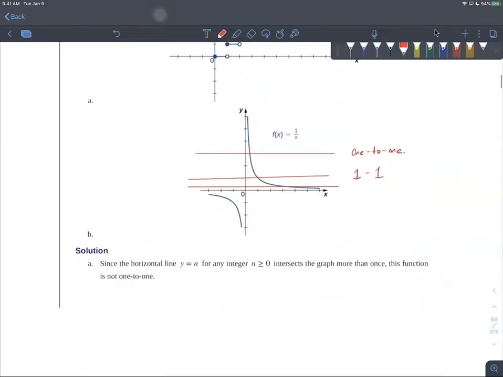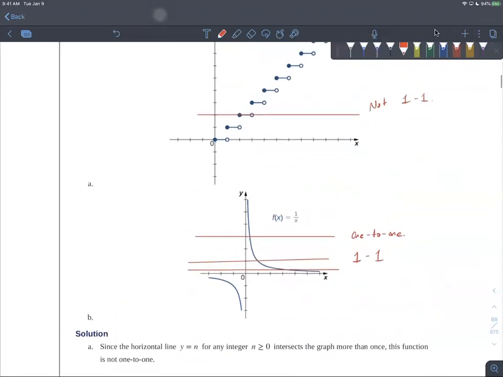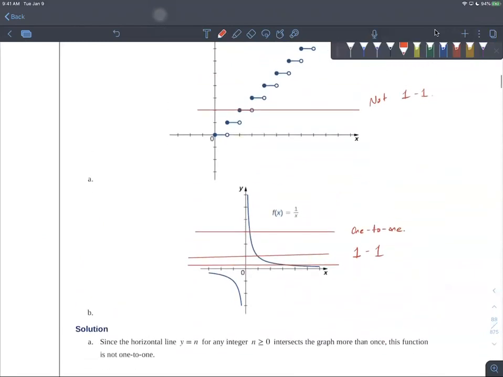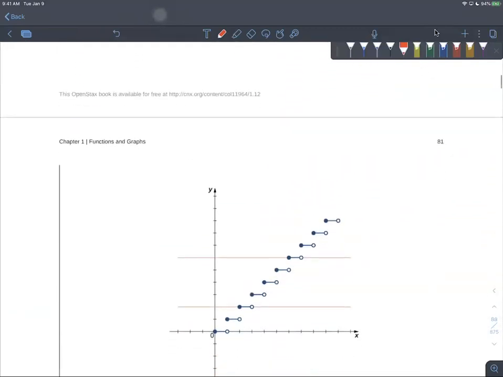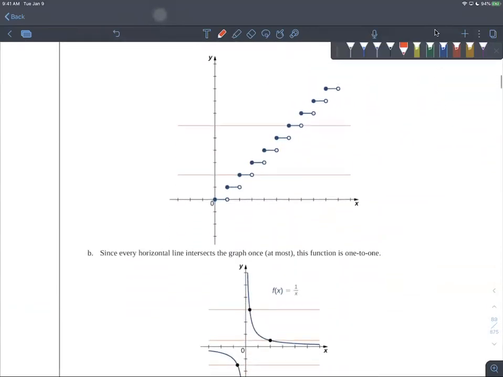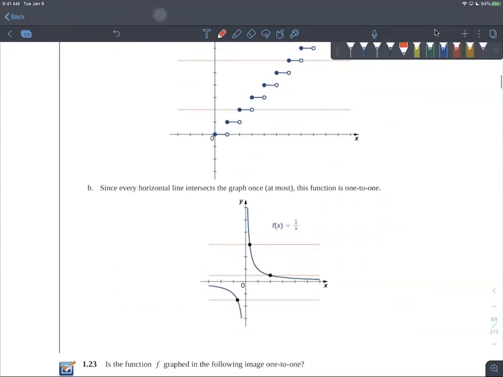So solution: since the horizontal line y equals n for any integer n greater than or equal to 0 intersects the graph more than once, this function is not one-to-one. We looked at y equals 2, and that intersects the graph more than once, so it's not one-to-one. And then for part B, since every horizontal line intersects the graph once, at most, this function is one-to-one.